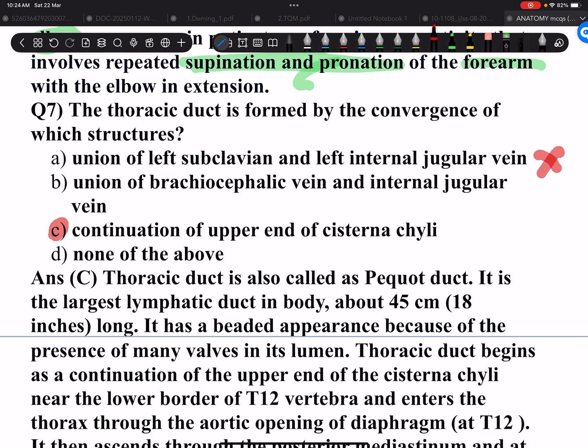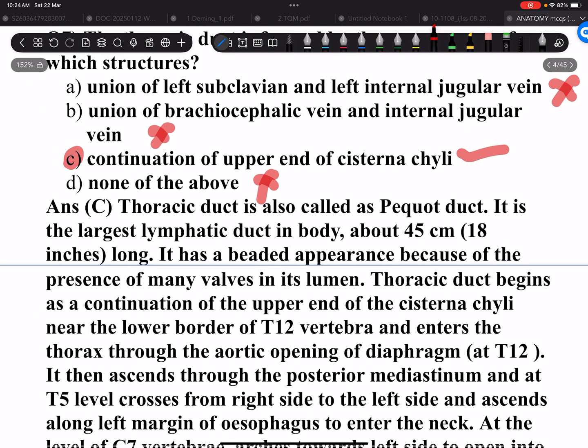No. Union of brachiocephalic vein and internal jugular vein. No. Continuation of upper limb end of cisterna chyli. Yes. None of the above. No. Now let's see the thoracic duct.